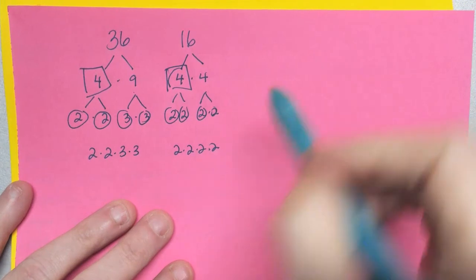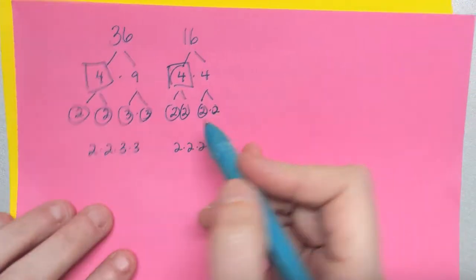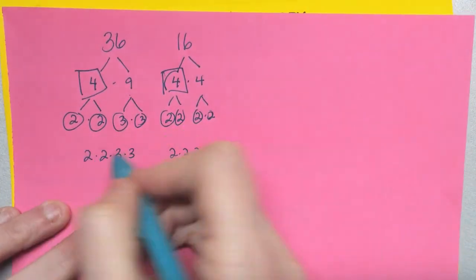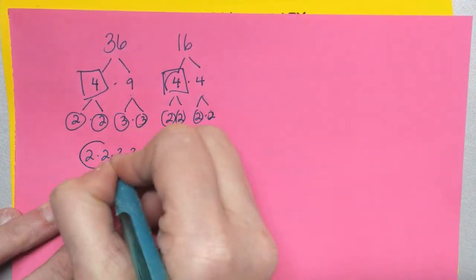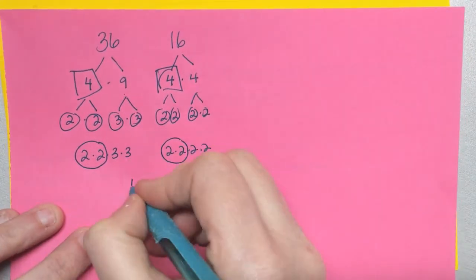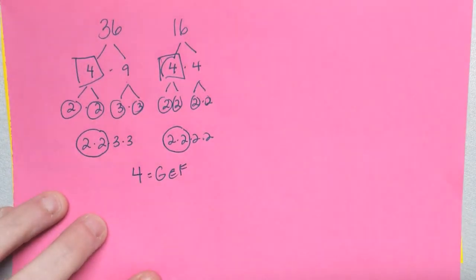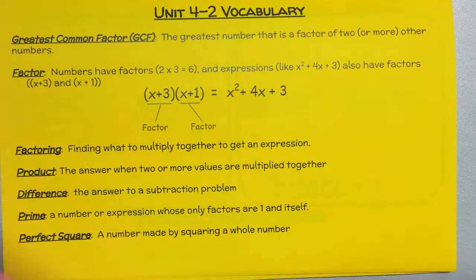Okay, this is the factoring that you did before. You were trying to find the factors, and then when you were trying to find the greatest common factor, you said, okay, well, we have 2 times 2, 2 times 2. That means the greatest common factor is 4. Okay? Now, what's different?